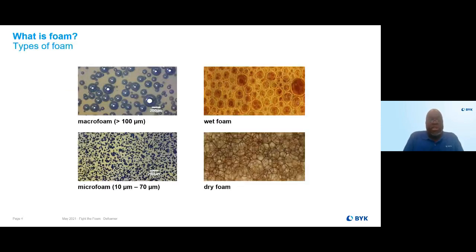There are several different types of foam. There's macrofoam, which contains bubbles greater than 100 microns, and there's microfoam with smaller bubbles, generally between 10 to 70 microns. Then there's wet foam, and dry foam is a result of wet foam when part of the water has drained from it and the foam has become hard and, as stated, dry. Dry foam is probably the most difficult of these to handle because once dried, it has to be re-wetted prior to breaking.